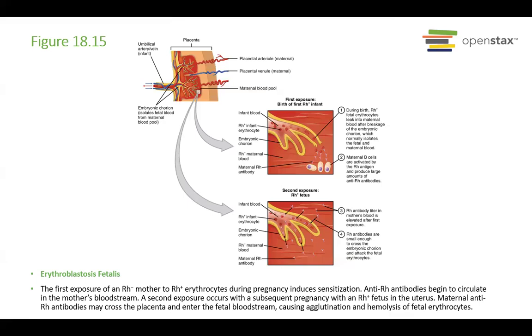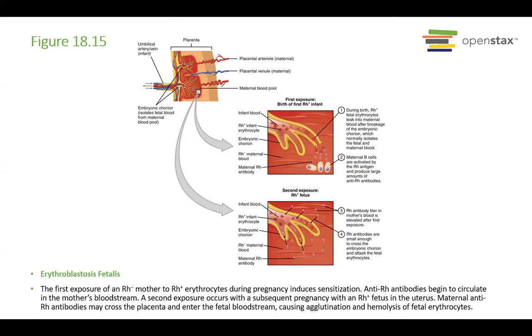So that's the problem. The baby now is not able to get oxygen because his mom's immune system is destroying his red blood cells, because the glycocalyx on the surface of the red blood cell of the baby is different than the glycocalyx of the surface of the red blood cell of the mom.